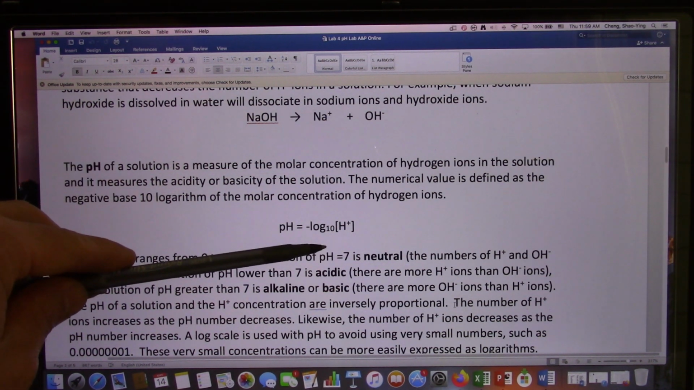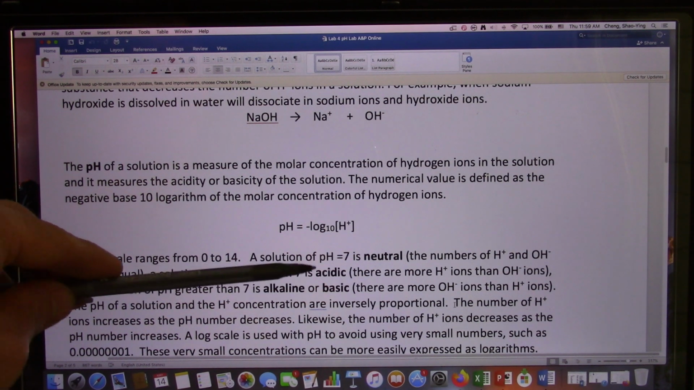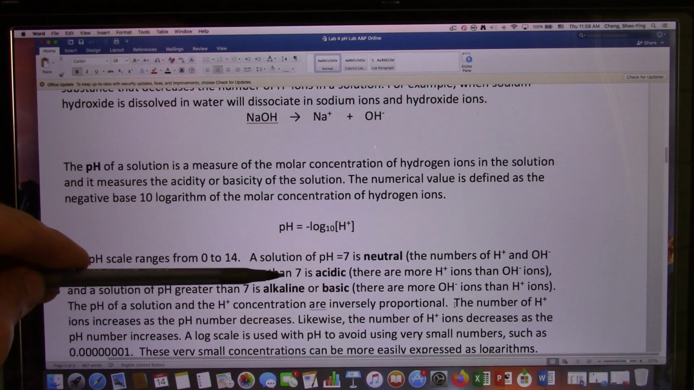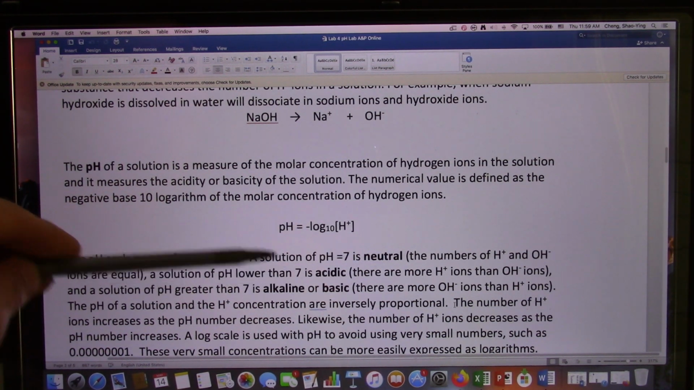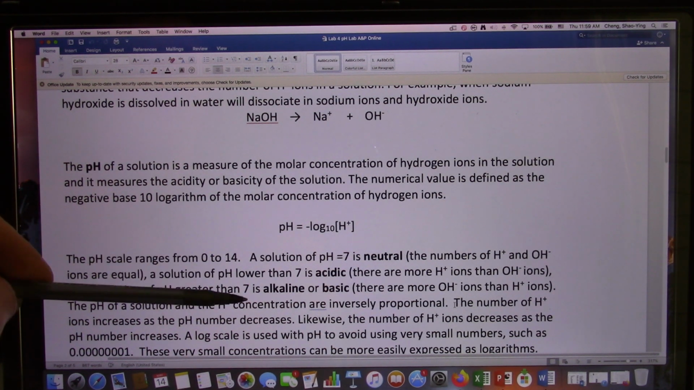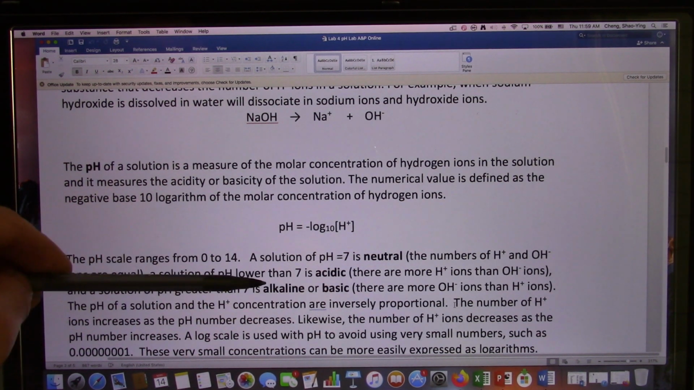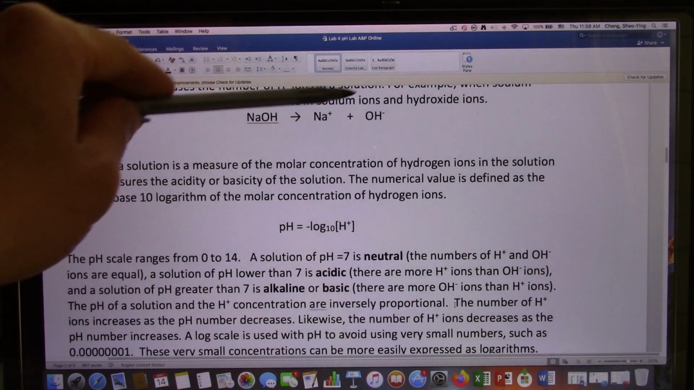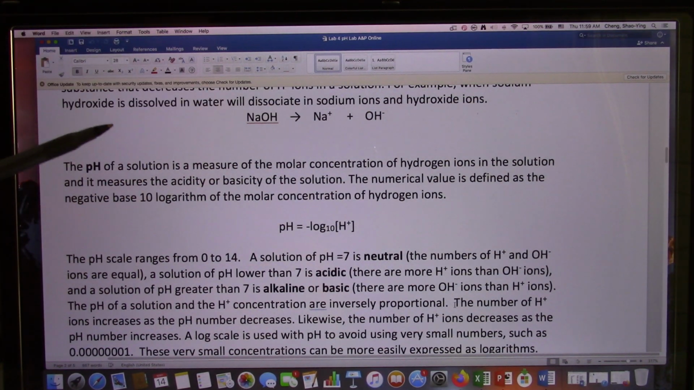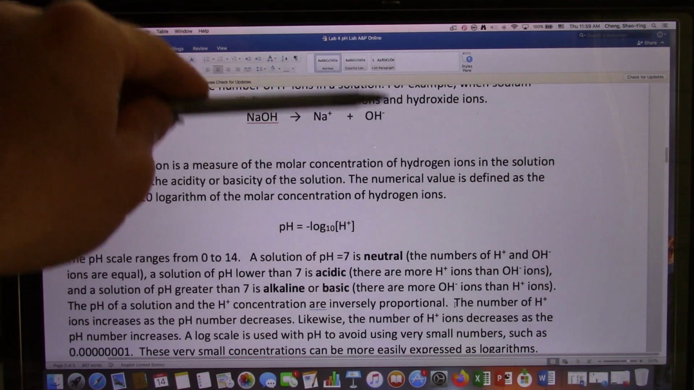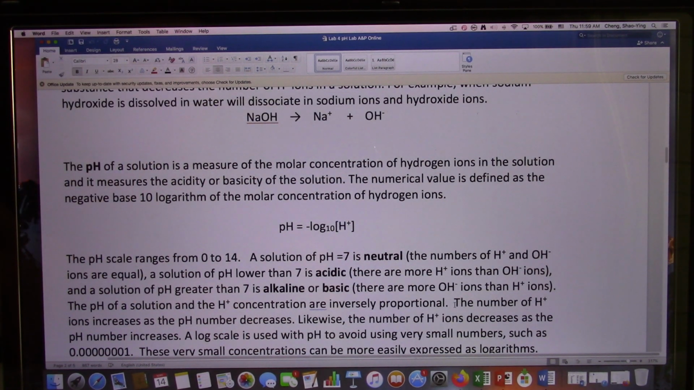And 7 is neutral. So smaller than 7 is acidic, and the smaller the number, the more acidic. When the number is bigger than 7, it's basic, sometimes called alkaline. And the reason is they have more OH, or you can say they can take more H+, the same thing, because OH can combine with the H+.